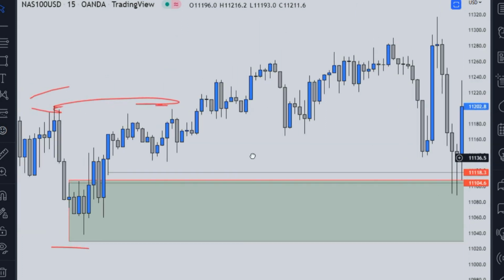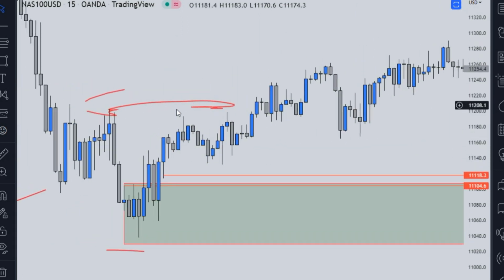So as you can see over here, right? Now again, this is our break of structure. Our break of structure happened at this level over here. So we are looking for the last candle before the impulsive move that happened over there, right?